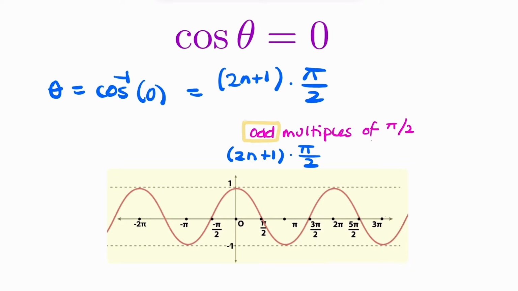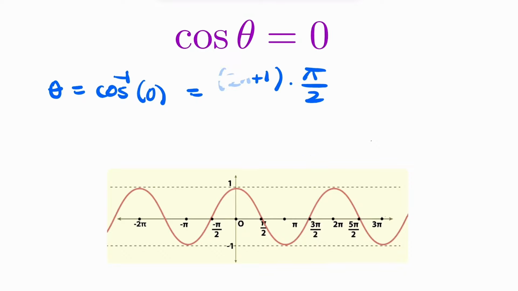An alternative, if you want to write it in the form of a solution plus something times n, you could say the solution is pi over 2. That's your main solution. And then you have alternate solutions every pi, because this distance here is pi.